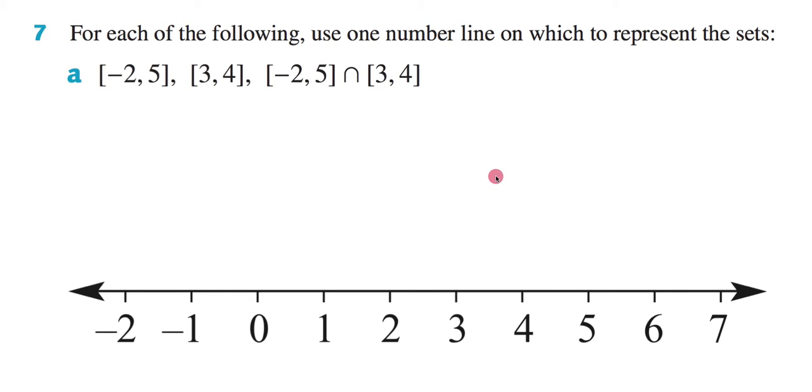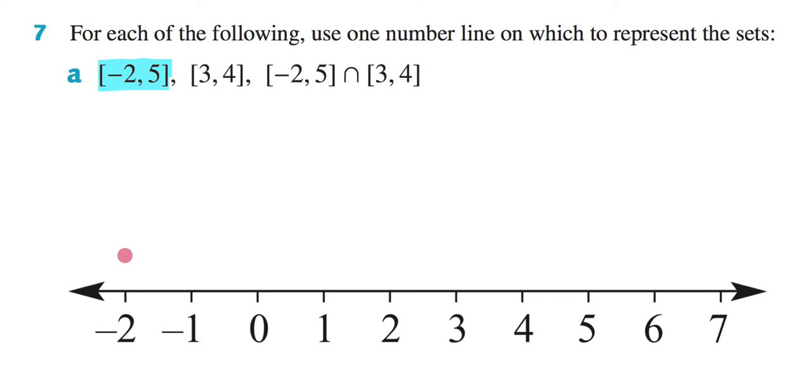Okay, so we're doing exercise 5A, and this is question 7, which reads, for each of the following, use one number line on which to represent the sets. And now we come to A. So the first set that they've given us is -2 to 5 with 2 square brackets. And that means I'm going to have 2 filled in circles.